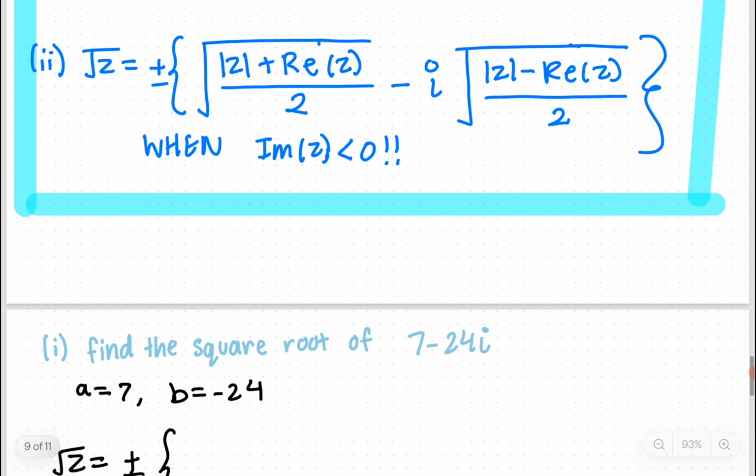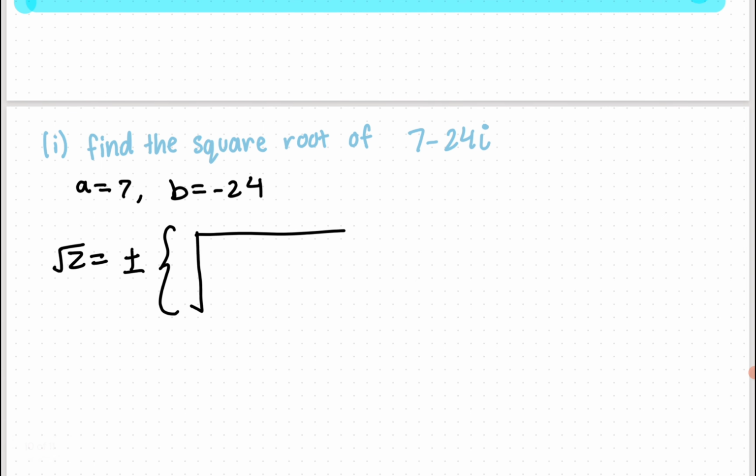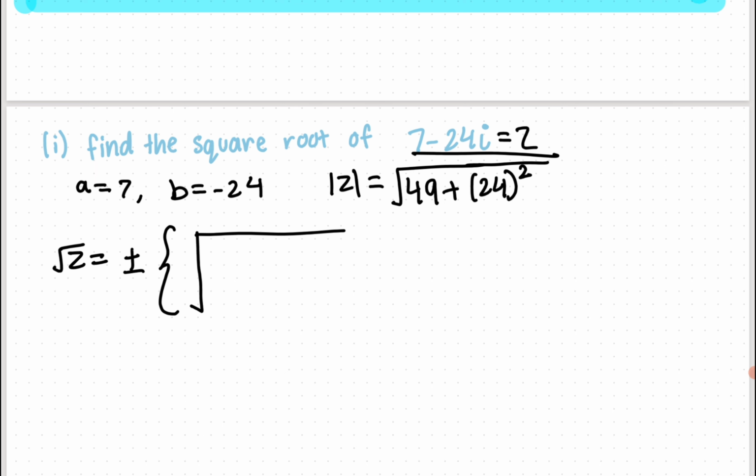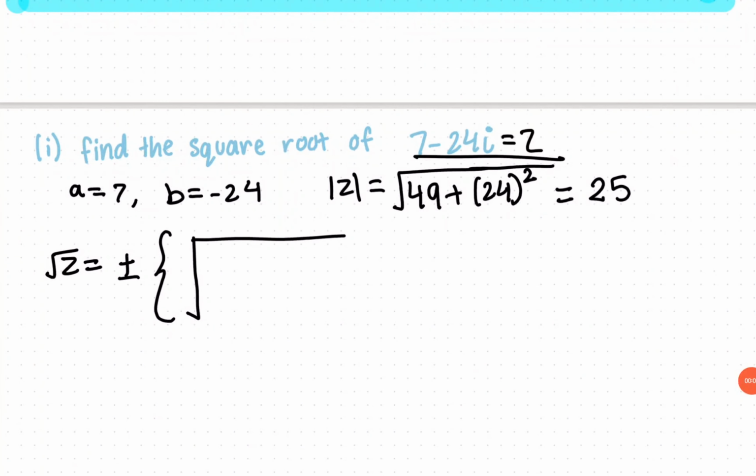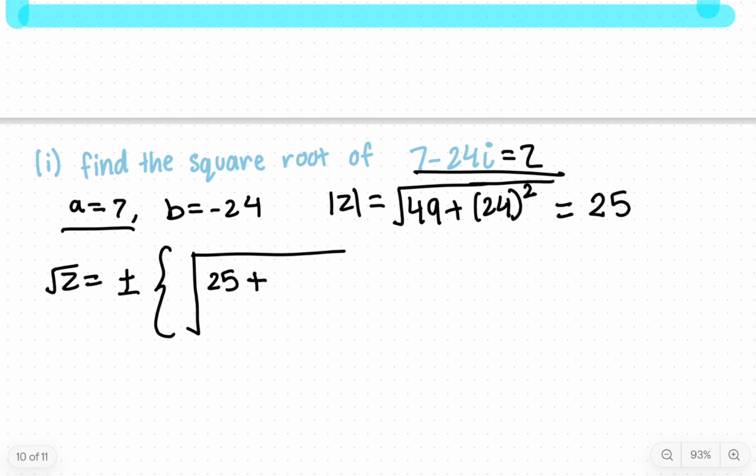Square root of the absolute value of z plus real part of z over 2. So square root of the absolute value of z. Absolute value of this, let's say this is z, is square root of 49 plus 24 squared, which is 25. So now we have the absolute value of z. Let's replace that. 25. And then up here we have plus the real part of z. Real part of z is a. A is 7 over 2.